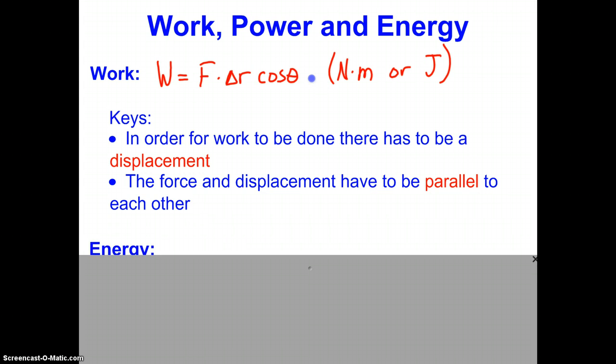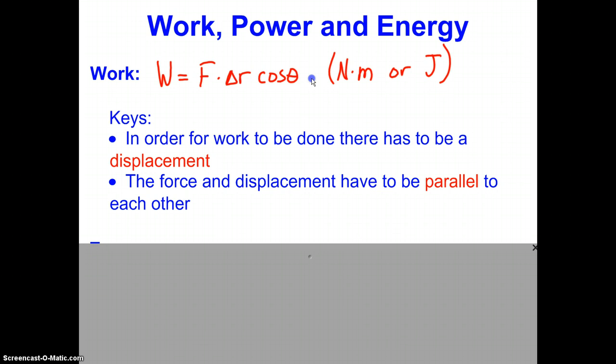Let's draw a quick sketch here. We have an object that's going to undergo a displacement R, or you could say delta R, it does not matter. And let's suppose that our force is not parallel to displacement. And our angle here, of course, to the horizontal is theta. Well, in order to calculate work, our force and displacement have to be parallel to each other. In this example, our force is not parallel to our displacement. Therefore, we have to take the component of the force that is parallel to the displacement. This, of course, would be the x component of the force.